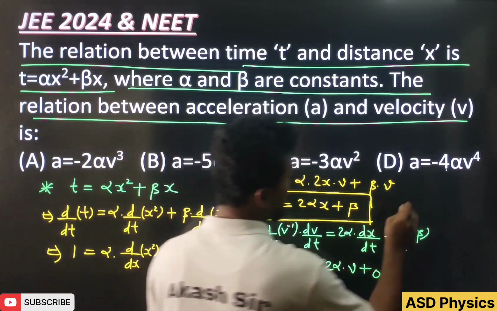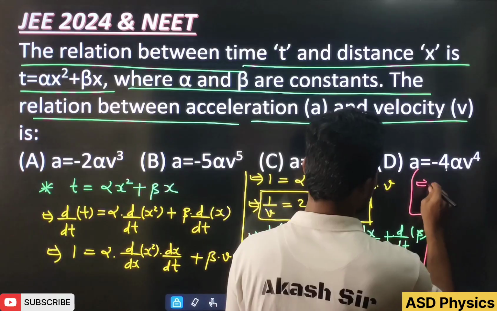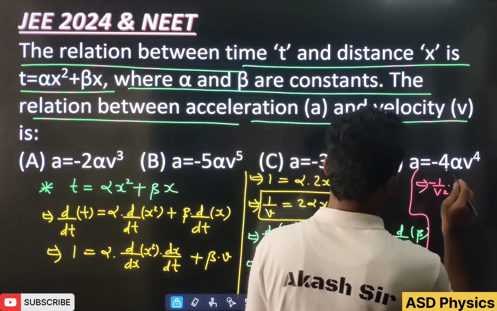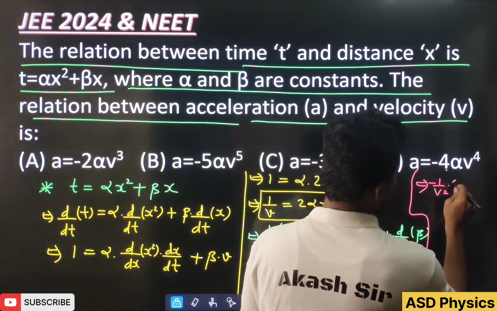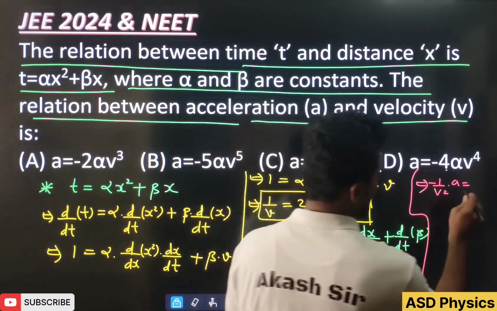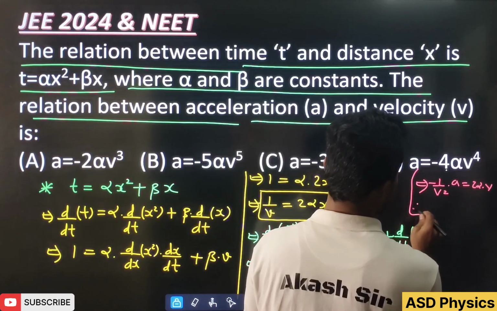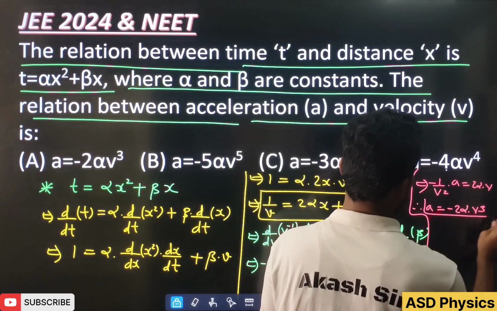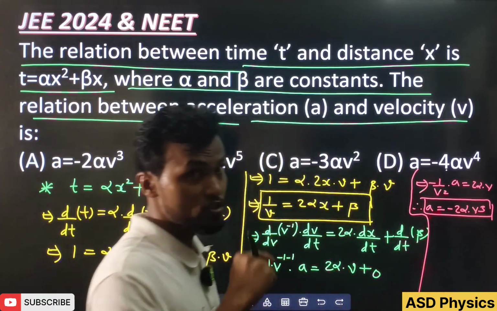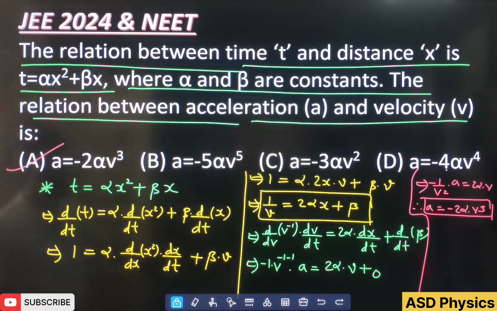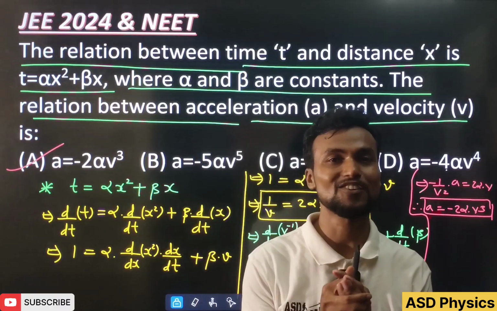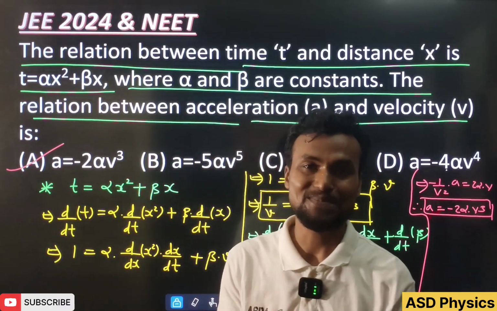Now going ahead, it will become minus 1 by v square into a is equal to 2 alpha v. So students, when I write it, a will come as minus 2 alpha v cube. Now I hope you have understood very well. A good question based upon the chain rule. So correct option is option A. Kindly see very well. So students, I hope this video based upon velocity and acceleration, we have solved a lot of questions, all with the basics, and you have understood very well. Keep studying, keep going.